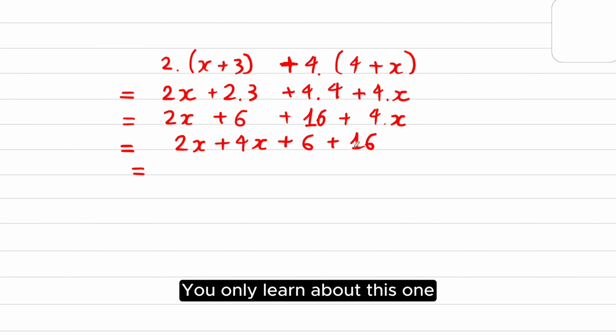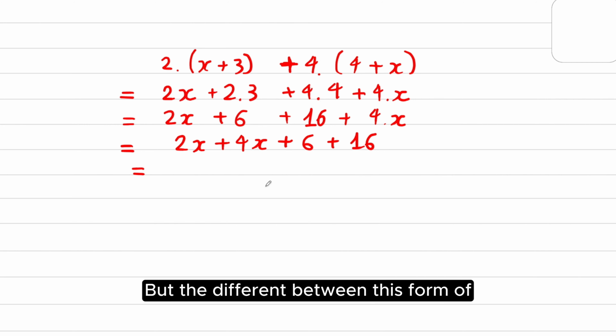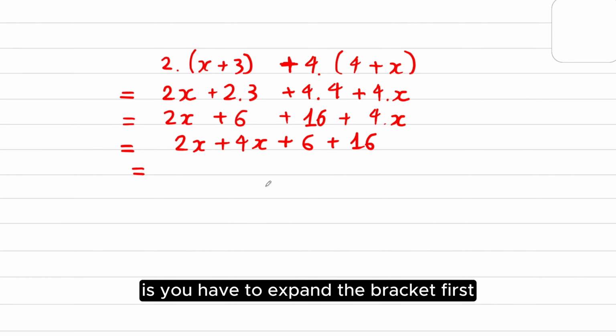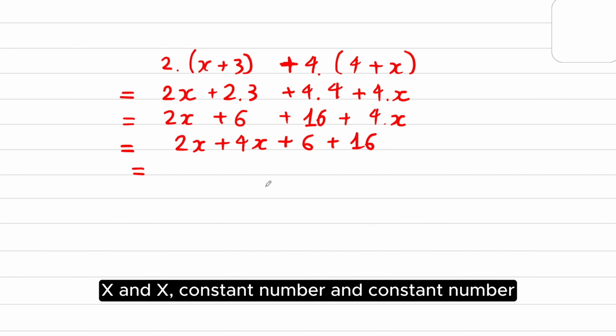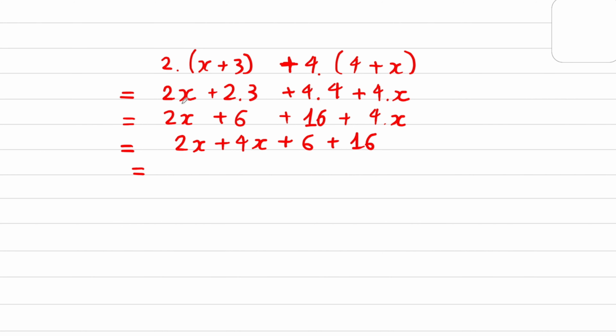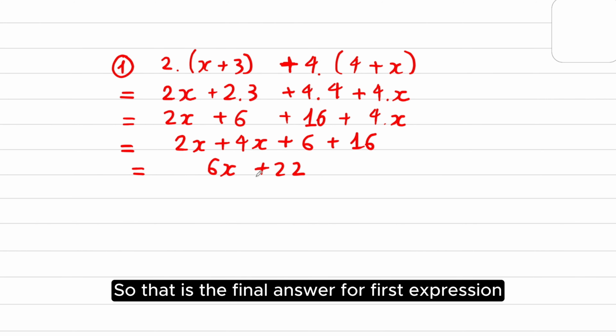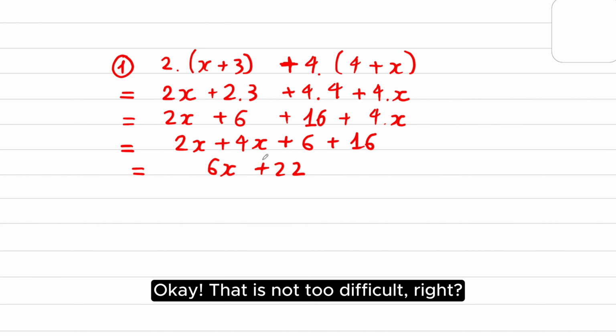You already learned about this one, but the difference between this form of exercise and the last form is that you have to expand the brackets first, and then you will have the new expression, and then you can simplify it by combining x terms with x terms and constant numbers with constant numbers. Okay, so this is example 1: 2x plus 4x gives 6x, and here the constants make 22. So that is the final answer for the first expression. That is not too difficult, right?